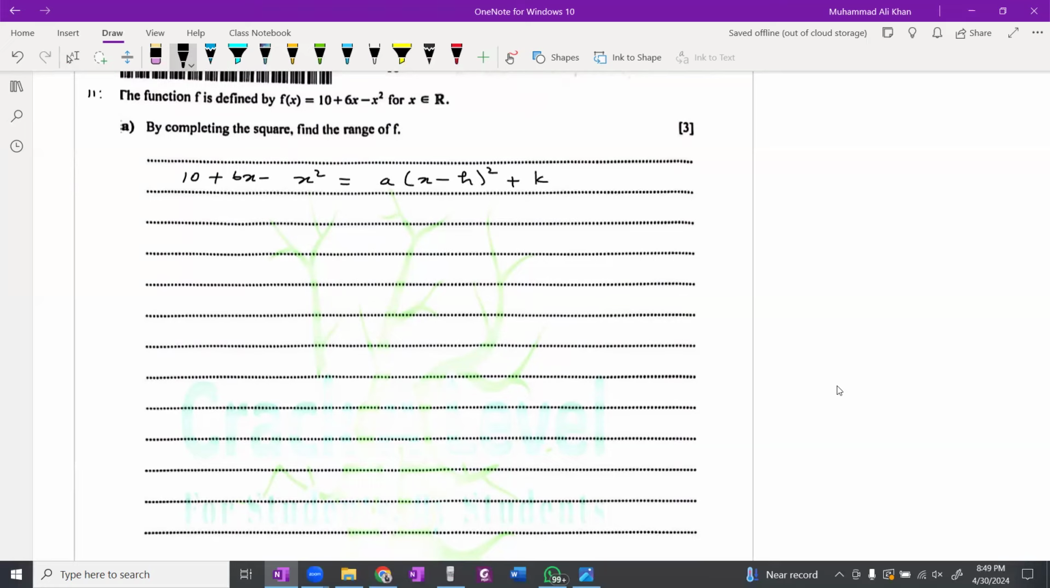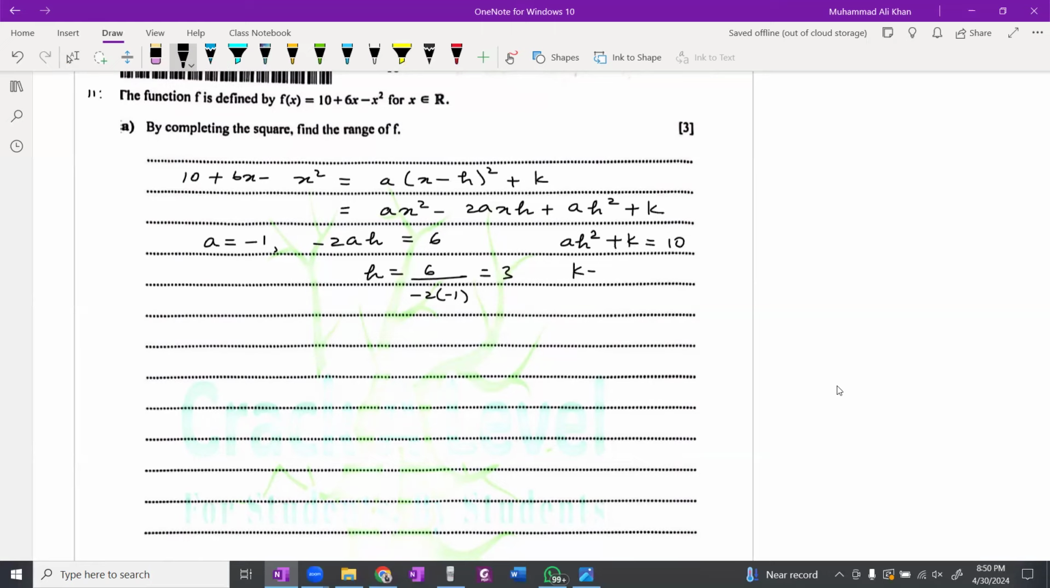plus k, a general formula for sketching of any curve. So it will be ax squared minus 2axh plus ah squared plus k. Now, by coefficient comparison, the value of a is minus 1. Minus 2ah, the coefficient of x, equals 6. And the value of h is 6 over minus 2a, which is minus 1. The answer is 3. And the constant ah squared plus k equals 10.